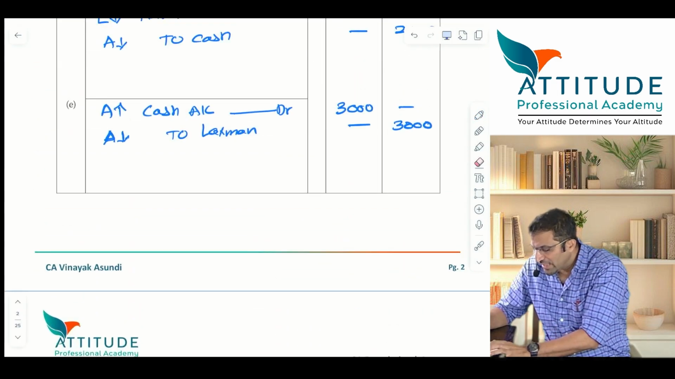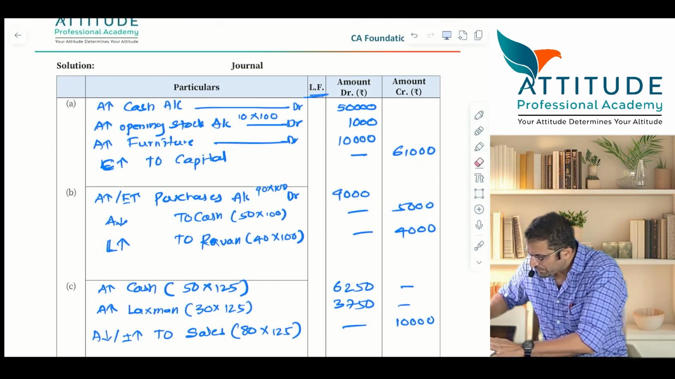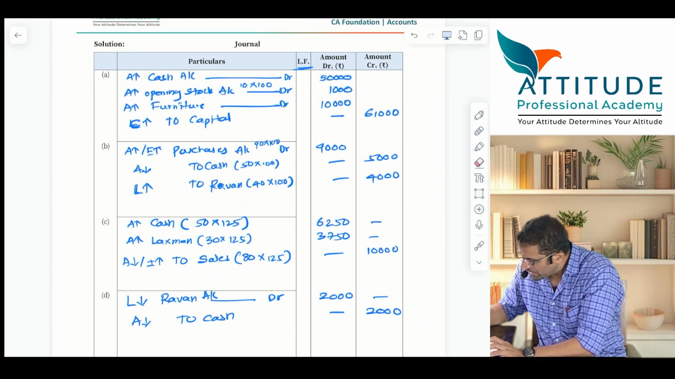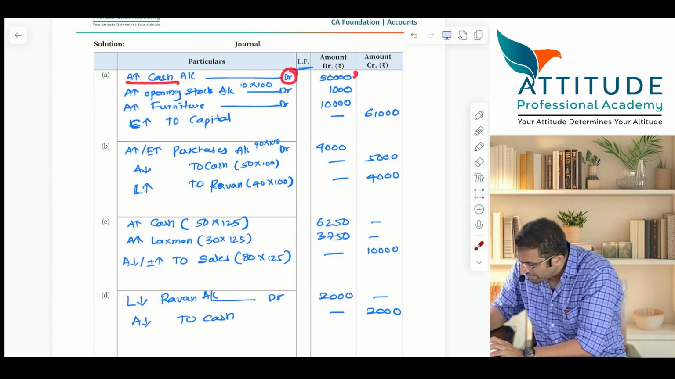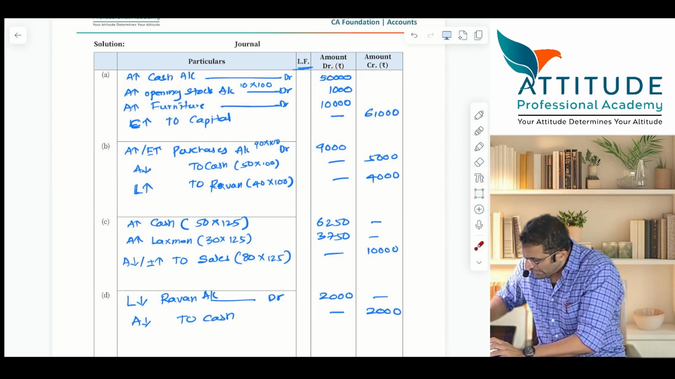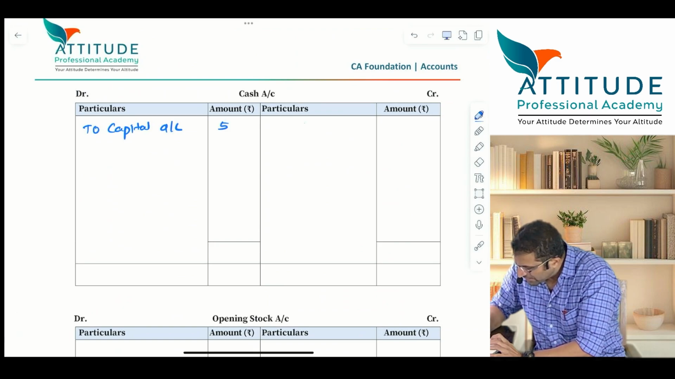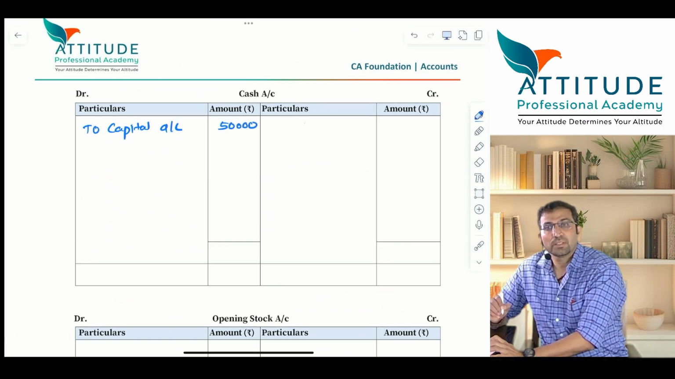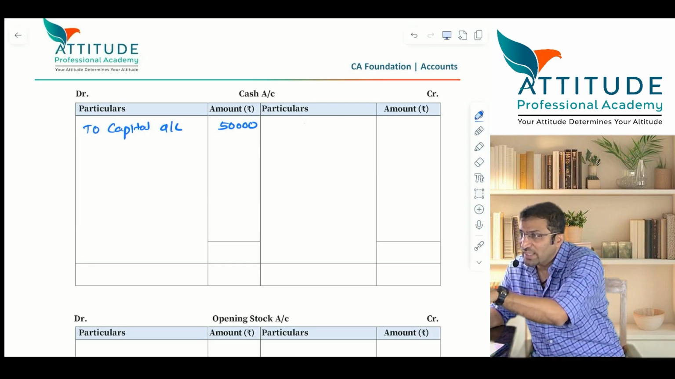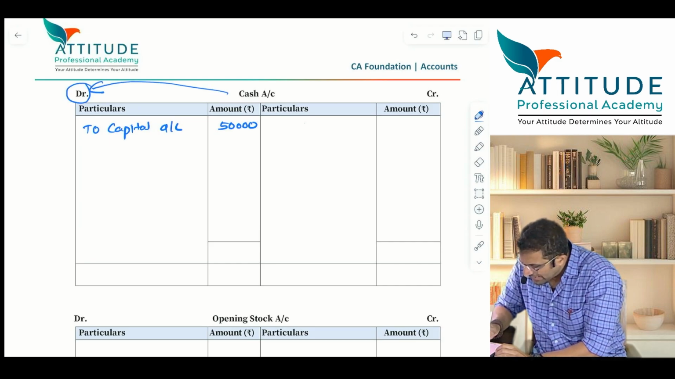Look here, in the journal entry. In this journal entry, cash account is debited with 50,000. Is that clear? So wherever you have cash account, first you have to put here how much? 50,000. Cash account is debited, but what account is credited? Capital account is credited. So go on the debit side of cash account and write to capital 50,000.